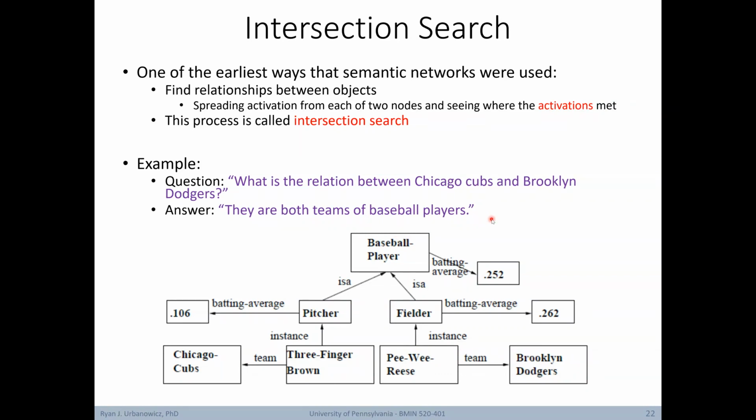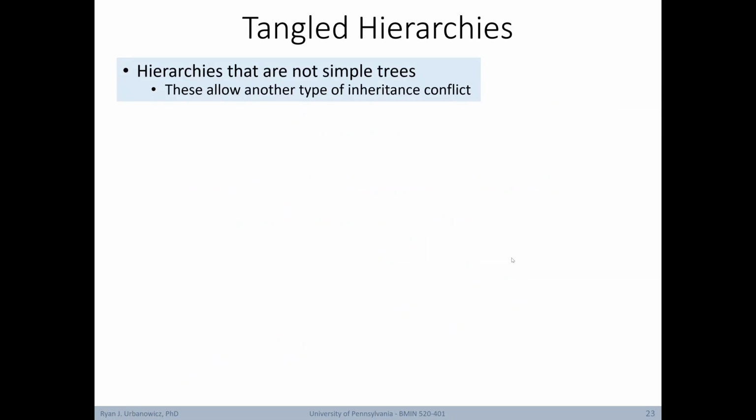our two starting objects. Now let's revisit this idea of more complex semantic networks, and we'll bring up the term tangled hierarchies. These are hierarchies that are not simple trees. These pave the way for another type of inheritance conflict than the one we'd already seen in our Nixon example.